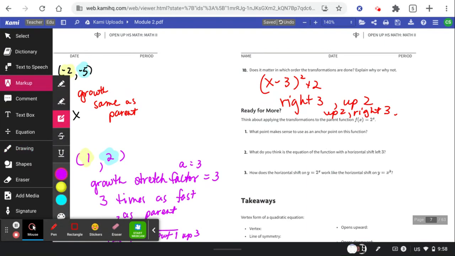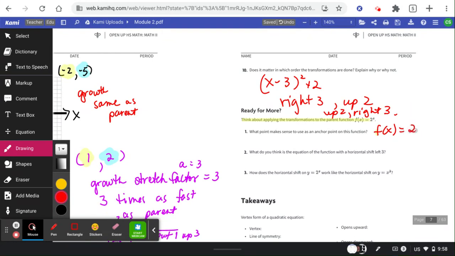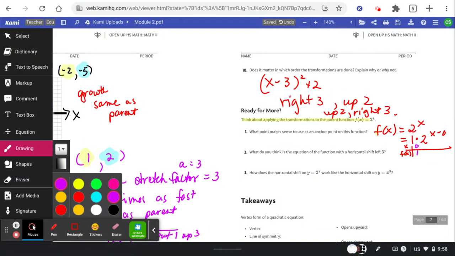Finally, looking at this ready for more, it says think about applying the transformation to this parent function, 2 to the power of x. What point makes sense to use as an anchor point on this function? So we've got f of x equal to 2 to the power of x. Well, what's the breakdown of this function? It's a function that begins at 1 and is multiplying by 2 each time. So your starting point on this table would be 0, 1. And then it would be multiplying by 2 each time to build that table. I would say using that point of 0, 1, the y-intercept, would be a good anchor point.